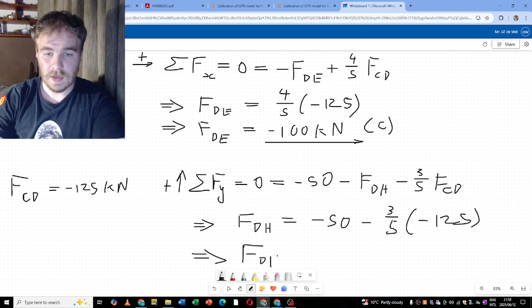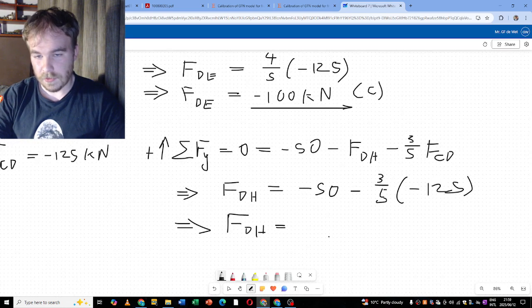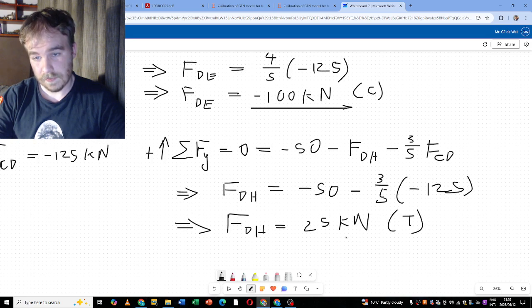The FDH is then equal to negative 50 plus 3/5 times 125. It should be equal to 25 kilonewtons, and this is then in tension.